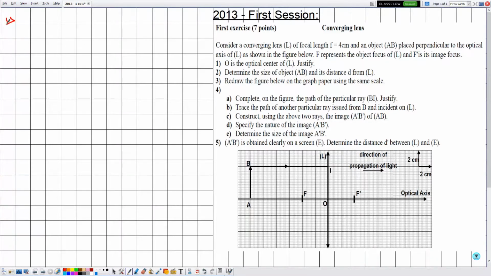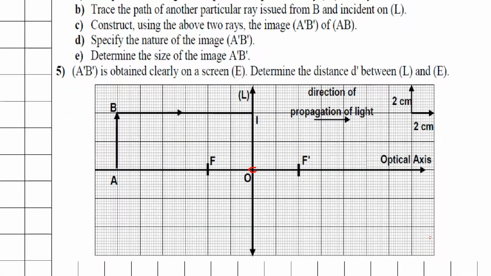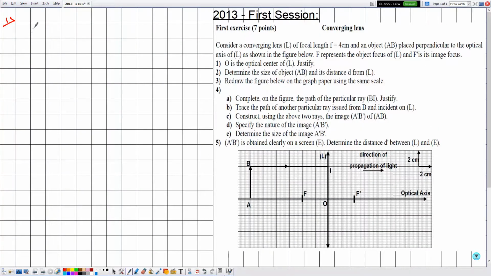So number one, they are telling me that O is the optical center of L, justify. If you look at the figure, we can notice that the point O represents the intersection of the optical axis and the lens L. For this reason, O is the optical center. So let's write down that O is the optical center because it is the intersection between the optical axis and the lens L.